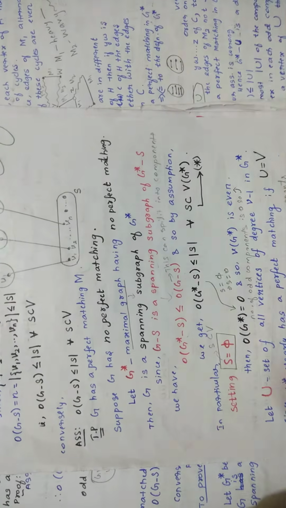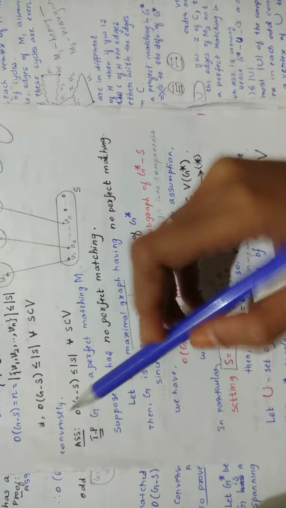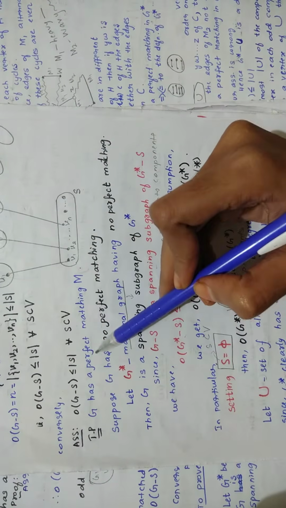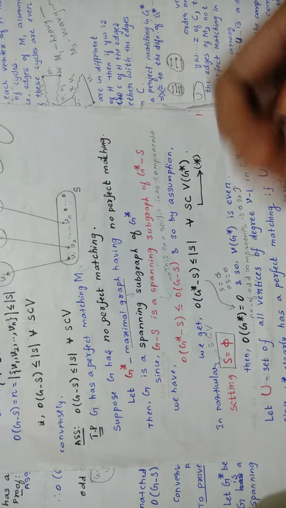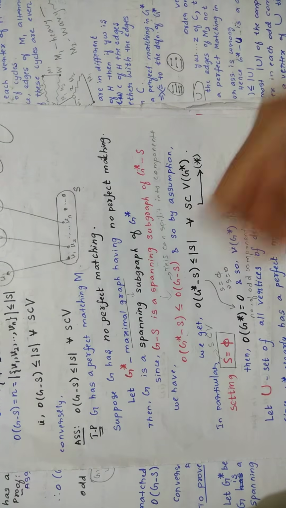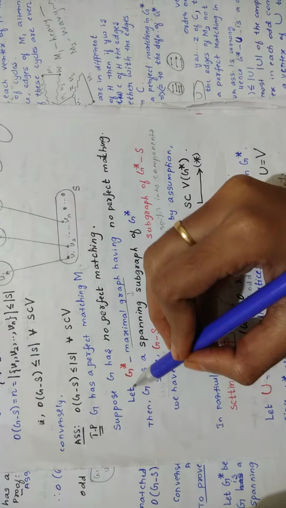In this video, I will be explaining the converse part of Tutte's theorem. So here you are assuming this and you are going to prove G has a perfect matching M. In this proof, at the end, you are going to bring a contradiction. That kind of proof you are going to write. So for that you write, suppose G has no perfect matching.